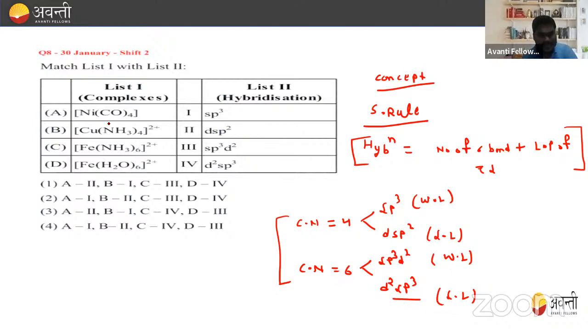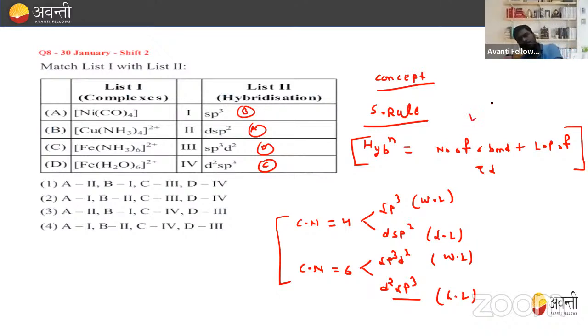Right. So let's start. Ni(CO)4. We know that CO is a strong ligand, so its hybridization is dsp2. So A is 2. This is for A. Now, talking about B, that is NH3, it is a weak ligand as compared to CO, so its hybridization is sp3. So this is for B. Now NH3 and H2O. H2O is a weak ligand. So this is for H2O. This is D and this is C. So this is the correct explanation of this question, and we can do such types of questions very easily.